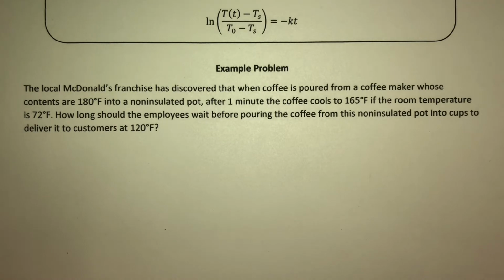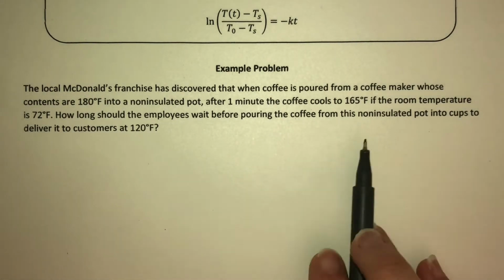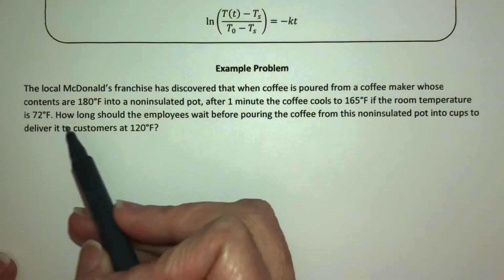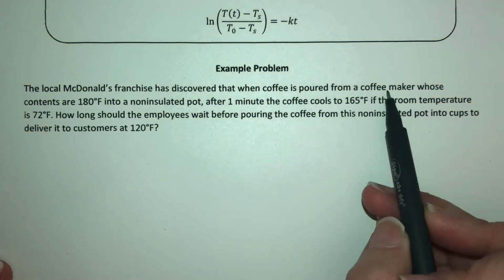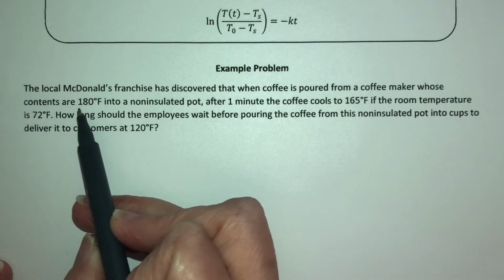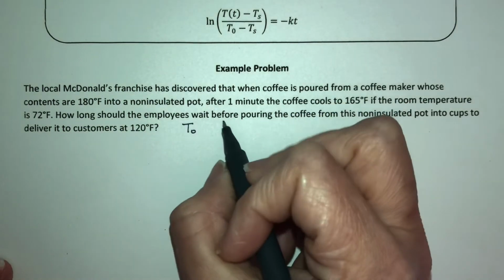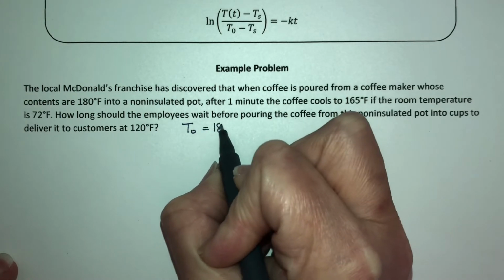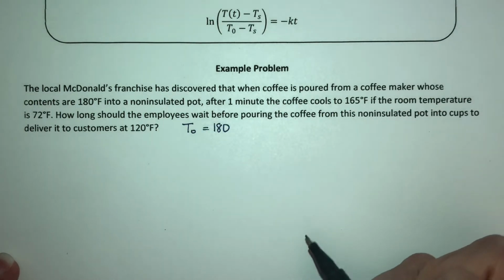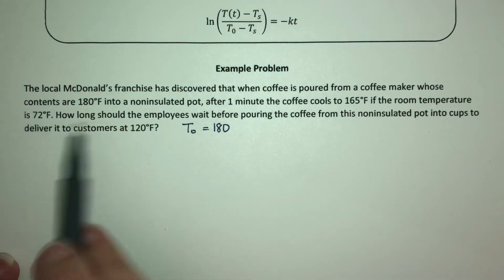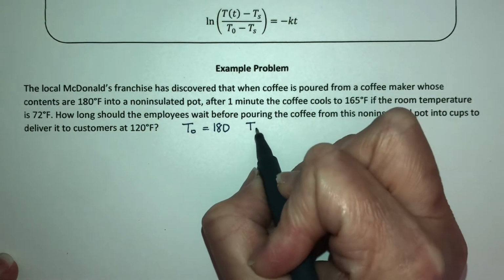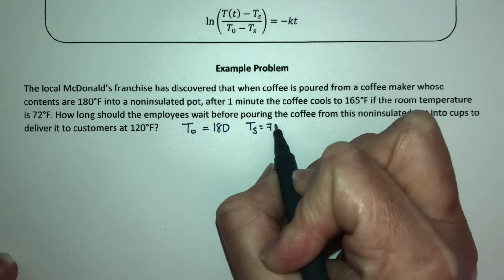Okay, we are first going to have to find the k value, and then we're going to have to use an improved formula to find the time that we're looking for here. So let's just start off here. Our coffee in the very beginning is 180 degrees. So that is my initial temperature, T sub 0, that's 180. The temperature of the surrounding room is 72. So T sub s is 72.